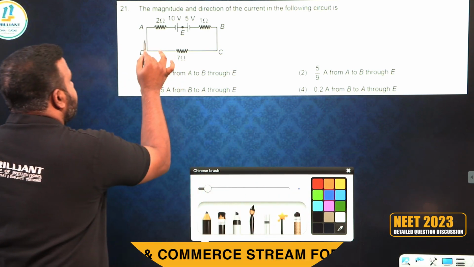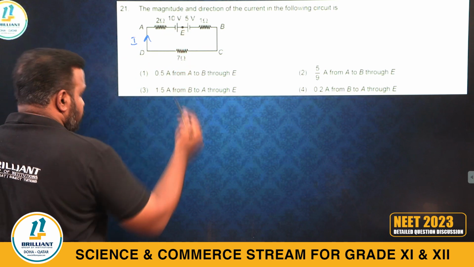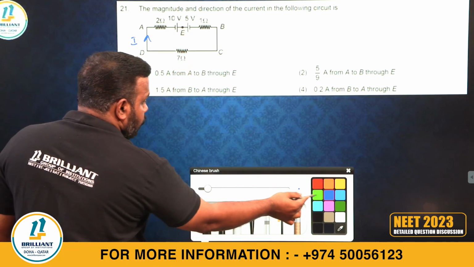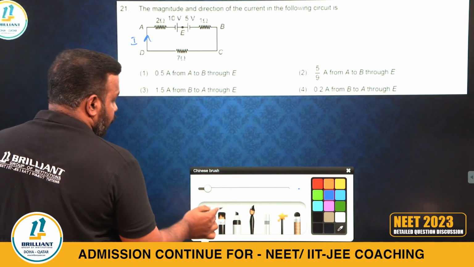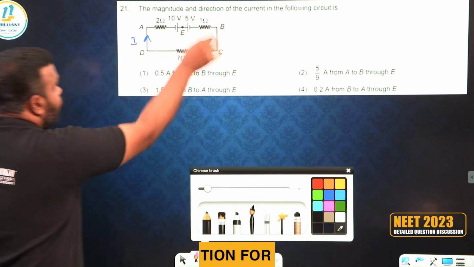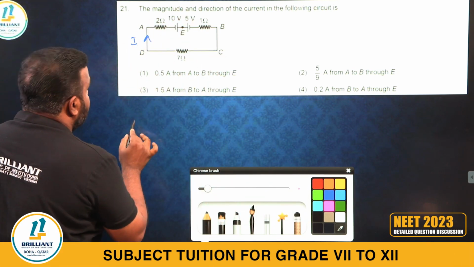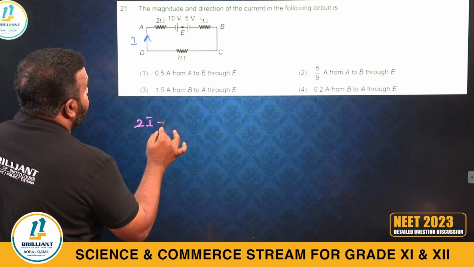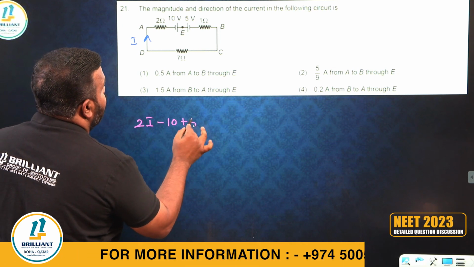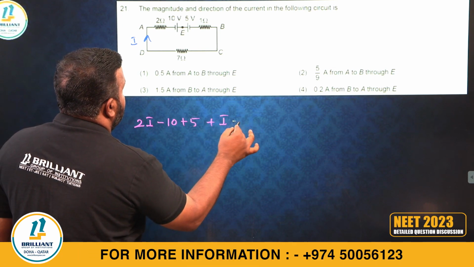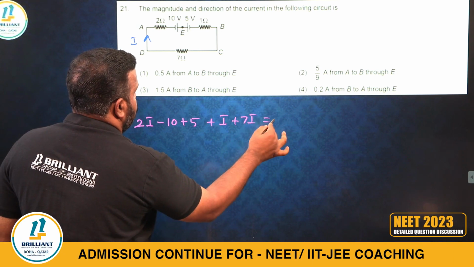Direction of current. I'm taking the direction of current in this way. So I'm just applying Kirchhoff's rule. Here, you can take current as I. So look, if I'm going from A, B, C, D, what do I get? 2I minus 10 plus 5 plus I plus 7I is equal to 0.